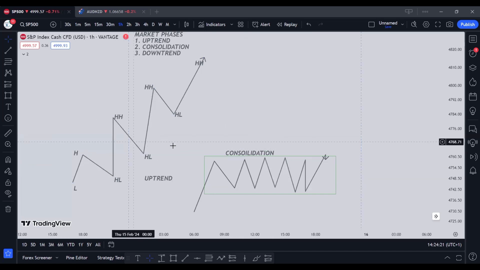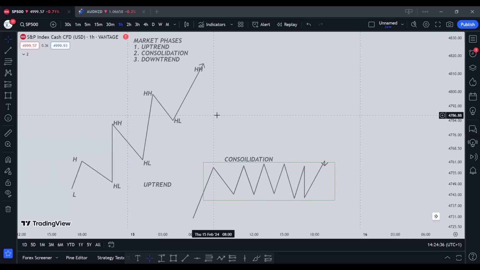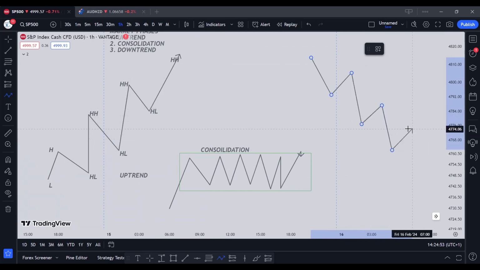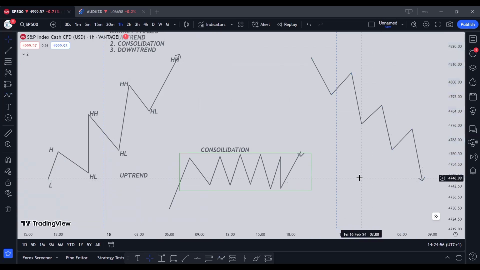Now in an uptrend, you can have a series of consolidation. Not every time it is a sharp movement. You can have a series of consolidation. It happens. But you need to understand that it's a phase. We have uptrend, consolidation, downtrend. Now the last one is downtrend. We're making what? Lower lows and lower highs.